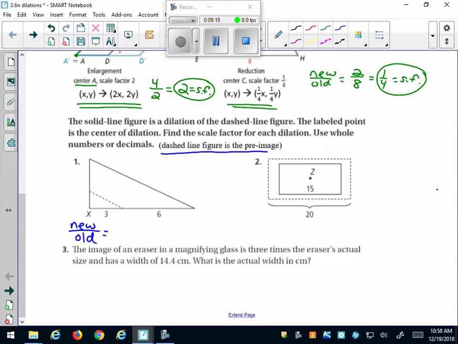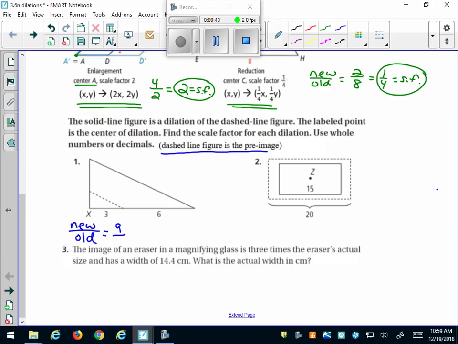If it starts as dashed and becomes solid, is this an enlargement or a reduction? Starts as dashed and becomes solid. Enlargement. It's getting bigger. So we're going to do new over old. What is the length of the new side of the triangle? 9.